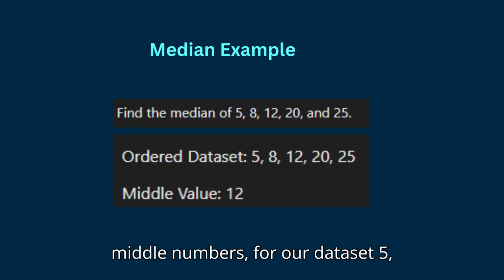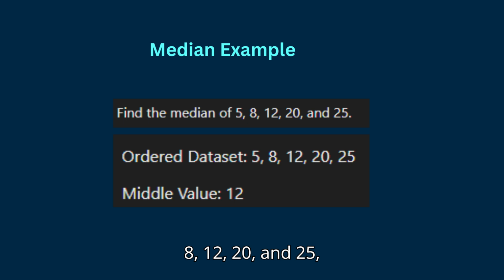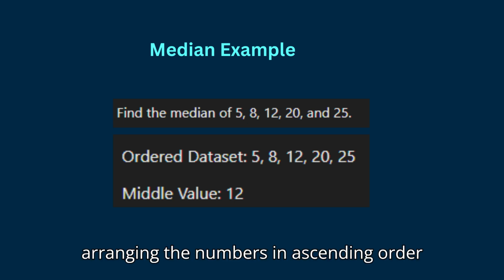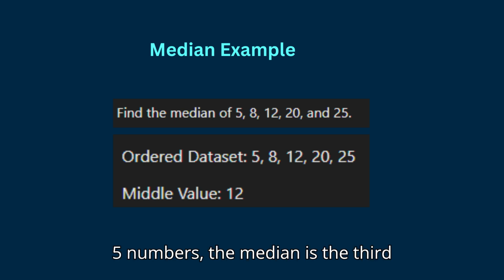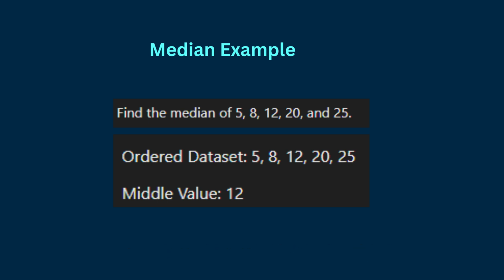For our dataset 5, 8, 12, 20, and 25, arranging the numbers in ascending order gives us 5, 8, 12, 20, and 25. Since there are 5 numbers, the median is the third number, which is 12.